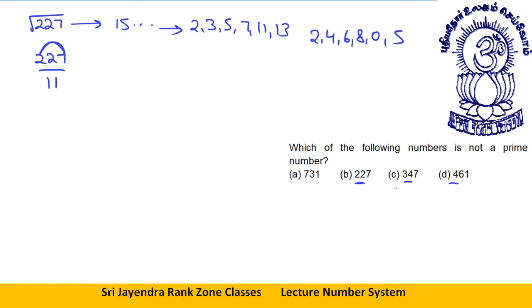7 plus 2 is 9, 9 minus 2 is 7, not divisible. So it is not divisible, and 11 is not divisible either. Okay, let's remove it. Next, 13.